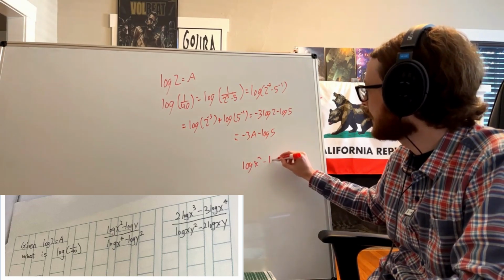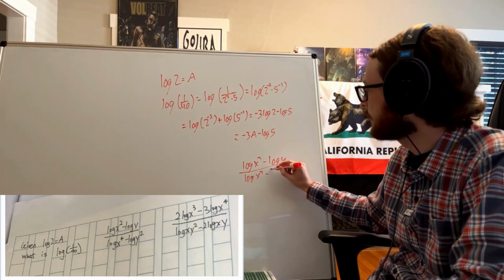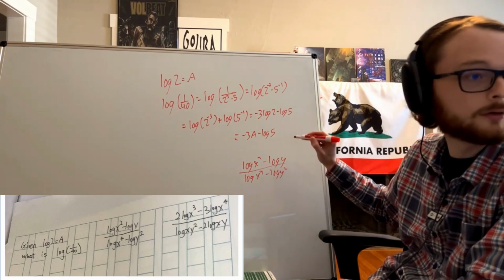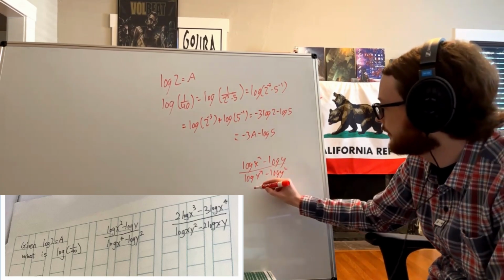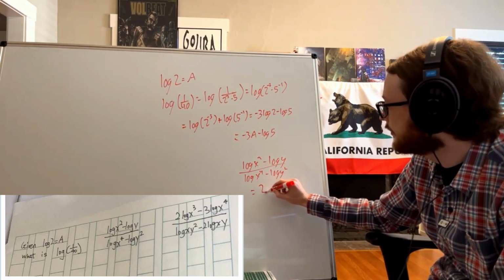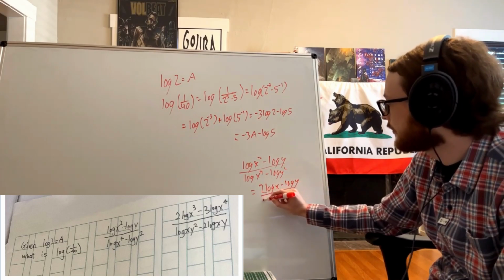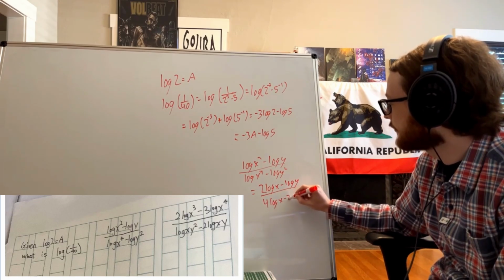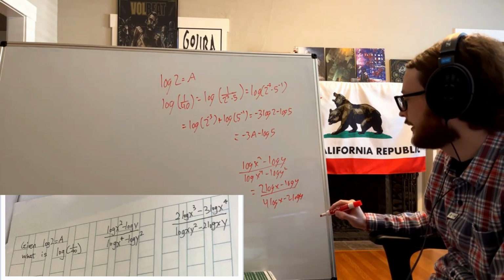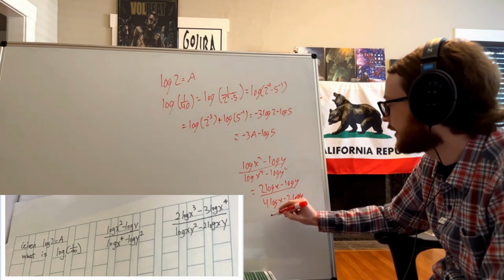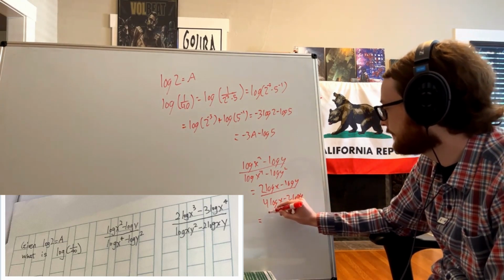Log of x squared minus log of y over log x to the 4th minus log y squared, right? We're going to use the same exponent rule on the 3 logs that have powers. 2 log x minus log y over 4 log x minus 2 log y. And then we factor 2 out from the bottom, and we get a nice cancellation. And so actually you just end up with 1/2, don't you?